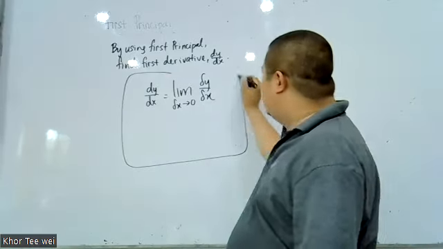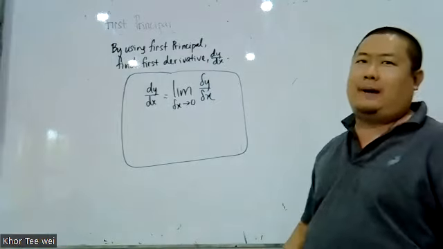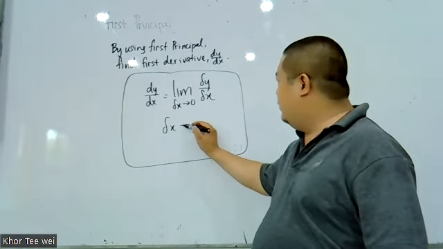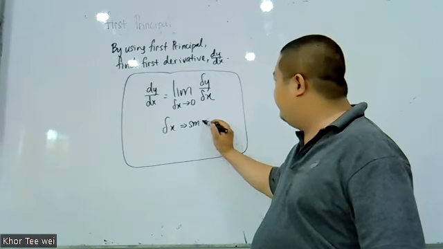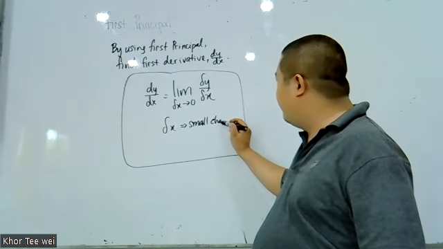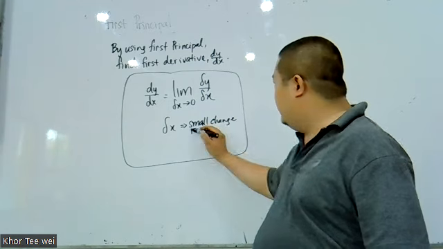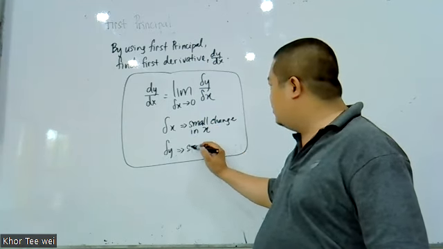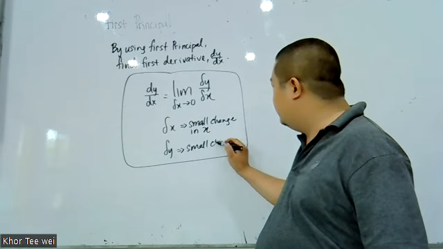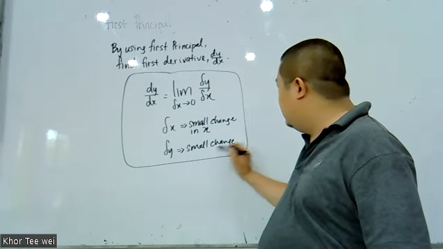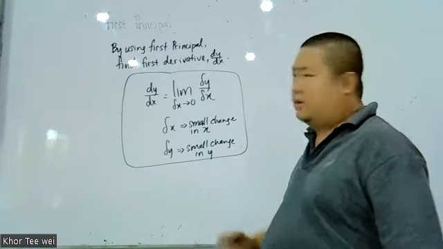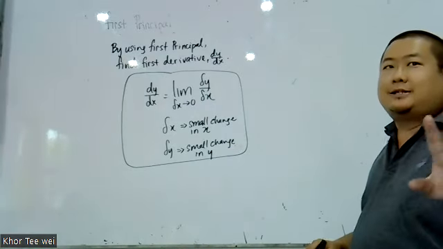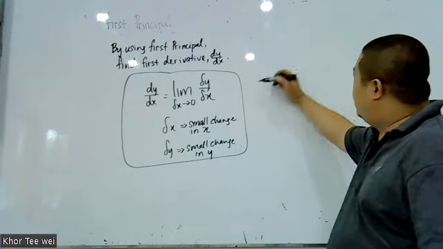Okay. So what is delta y, what is delta x. So this one we call a small change in x. And this one we call a small change in y. Okay.